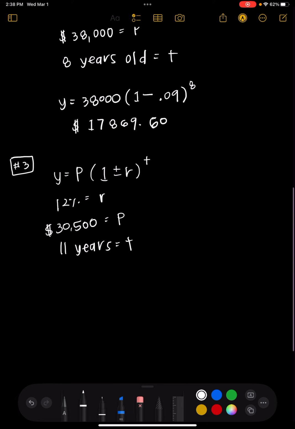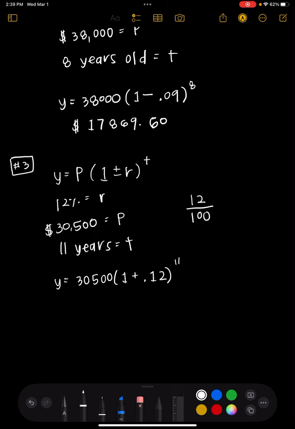So the next thing we have to do is decide if it's growing or decaying. When we're donating something to a fund each year, it's growing, which means that we're going to use the plus sign. So I'm going to have y is equal to my starting amount, which is 30,500, times 1 plus the rate, which is 0.12. That's 12% as a decimal. Once again, we could have written 12 over 100 if that makes more sense to you. Totally up to you. To the power of t, which will be 11.